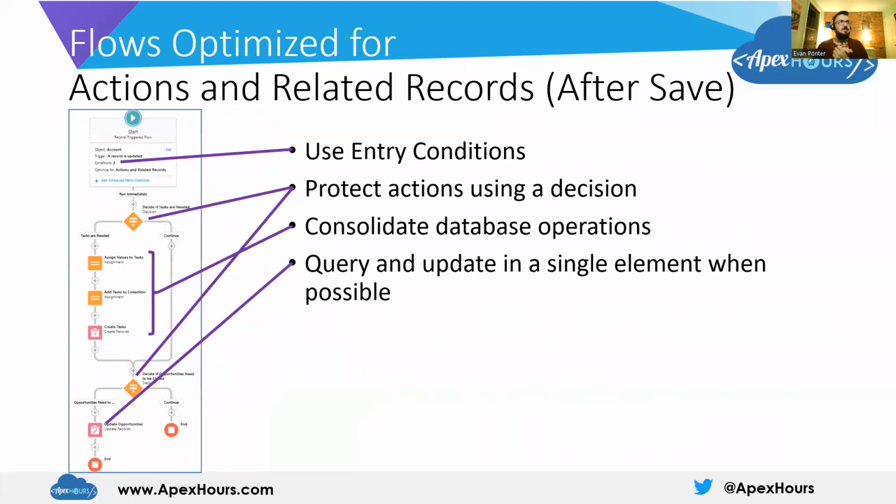Last slide here is flows that are optimized for actions and related records. These are running in after save context. A lot of the same principles as before. We want to use entry conditions so that our flow only runs when it absolutely needs to. We protect our actions using decisions and help route flows to the set of actions that need to be executed for any given scenario.